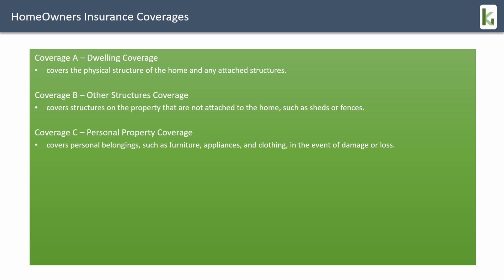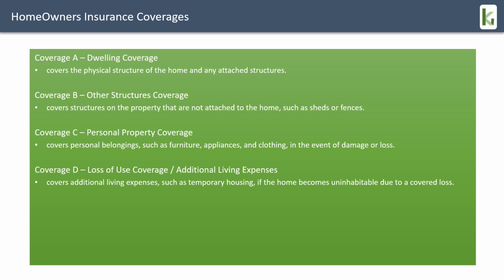Okay, then we have coverage D, which is also known as loss of use coverage, or additional living expenses coverage. This covers additional living expenses such as temporary housing if the house becomes uninhabitable due to a covered loss. It also covers expenses such as rental expenses or fair rental value. So if part of the residence was rented, only rental income for the actual rent of the space is covered, not services provided such as utilities.